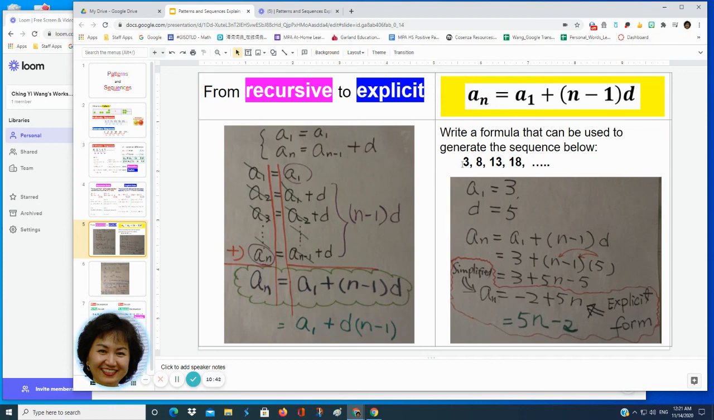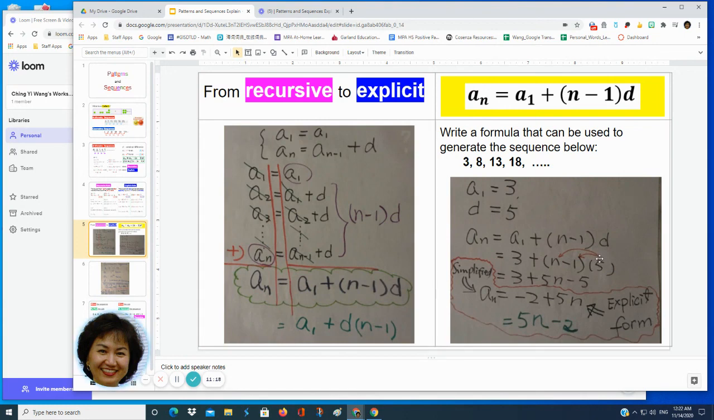Using this example, 3, 8, 13, 18, you can see d equals 5, that's the common difference. And a sub 1, the first term, is 3. So we apply the value for the first term and d to our formula. A sub n equals a1 plus n minus 1 times d. Our d equals 5.